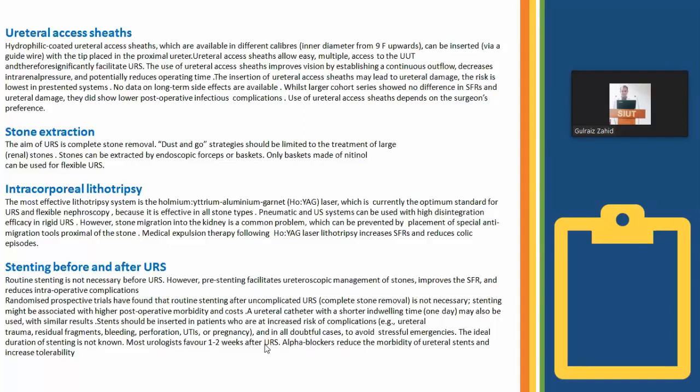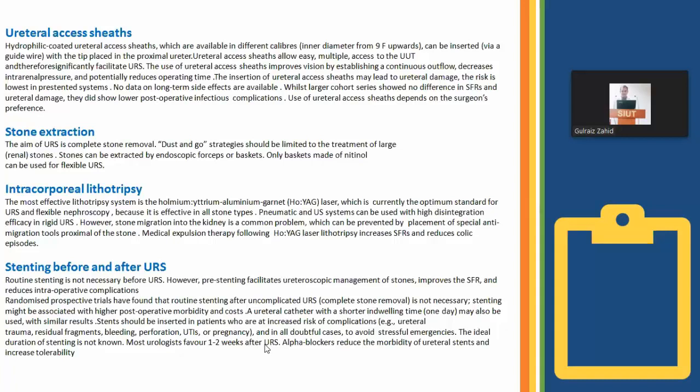Randomized prospective trials have found that routine stenting after uncomplicated URS is not necessary. Stenting might be associated with high post-operative morbidity and cost. A ureter catheter with a short indwelling time, one day, may also be used with similar results. Stents should be inserted in patients who are at increased risk of complications, for example, ureteral trauma, residual fragments, bleeding, perforation, UTIs, or pregnancy. And in all doubtful cases, to avoid stressful emergencies.